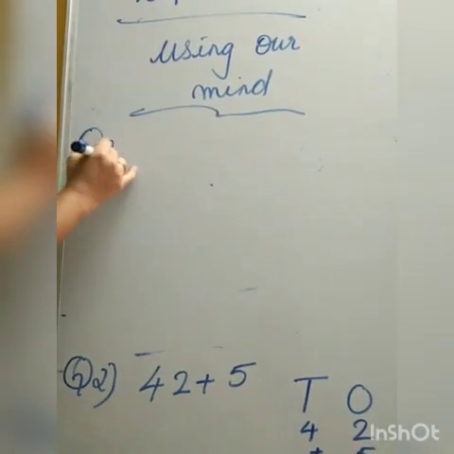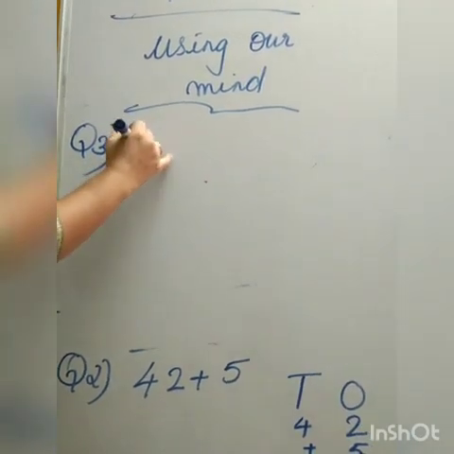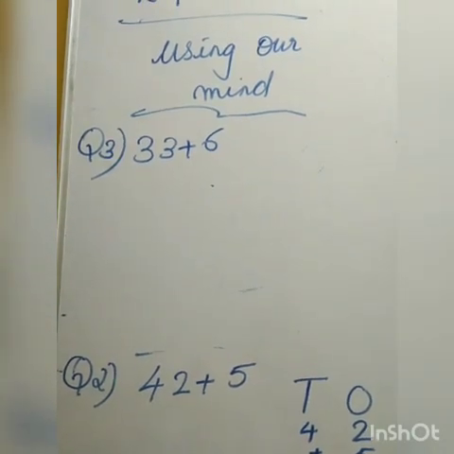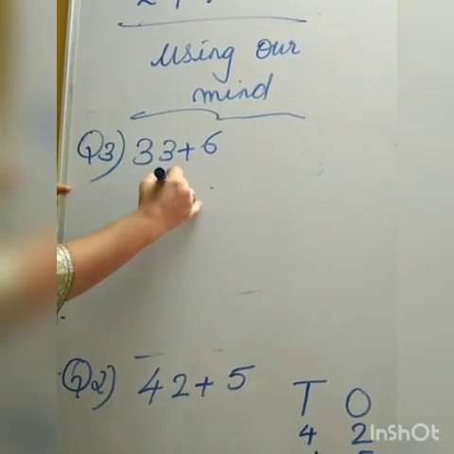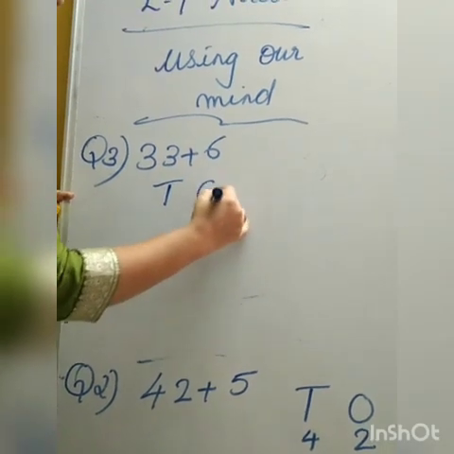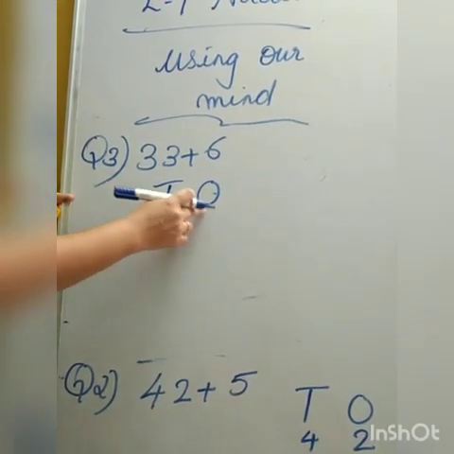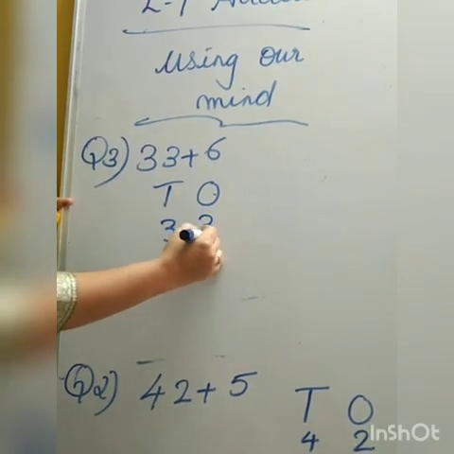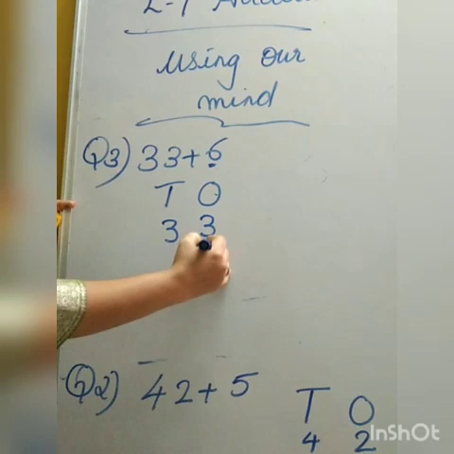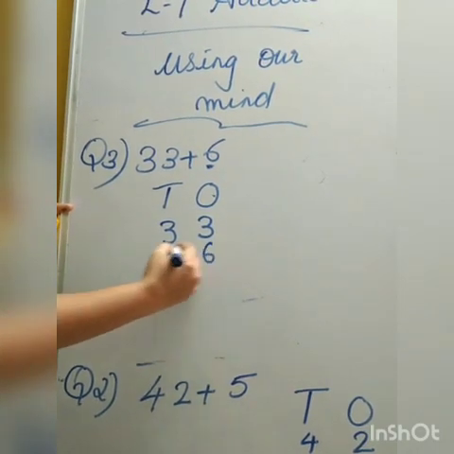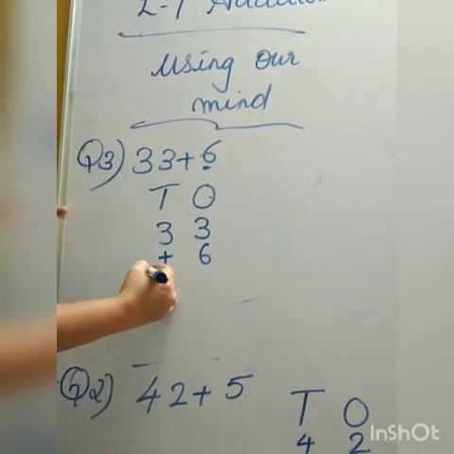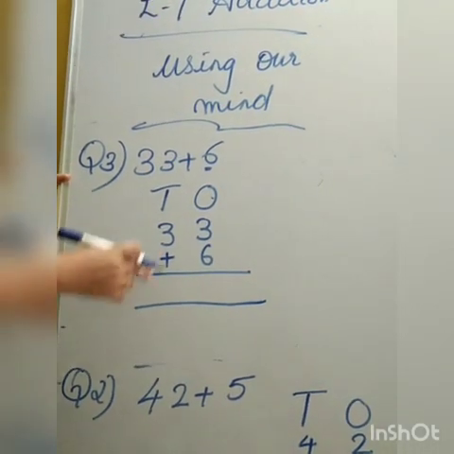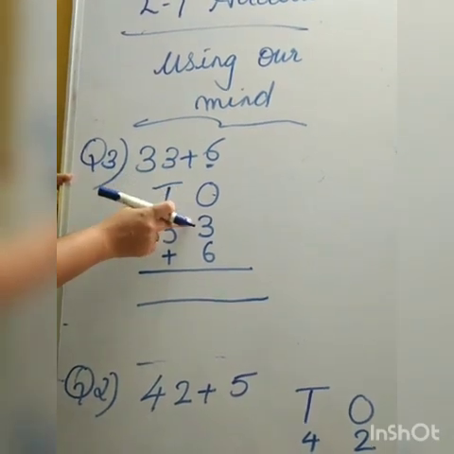Question number 4. 33 plus 6. Now, what do you have to do first? First we have to write T, O. Then write 33 in the first term. In the next term, you have to write 6 in the ones place. Then use the plus symbol. From where do we have to start? We have to start in the ones place.